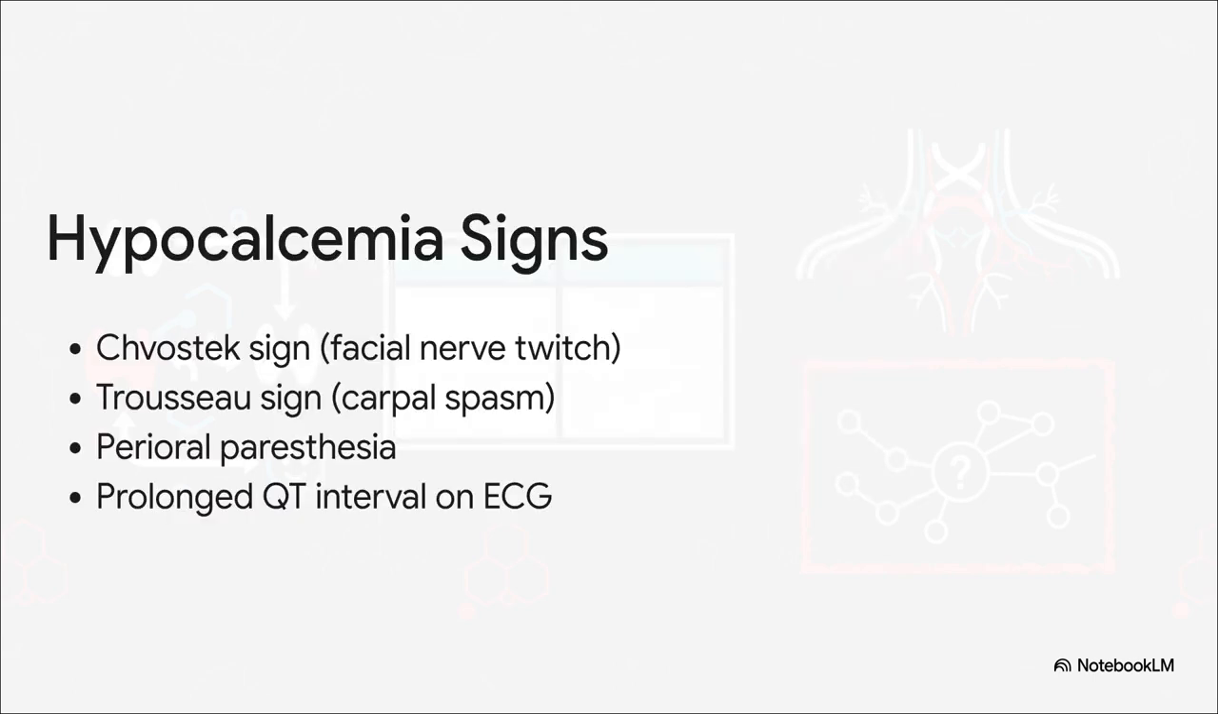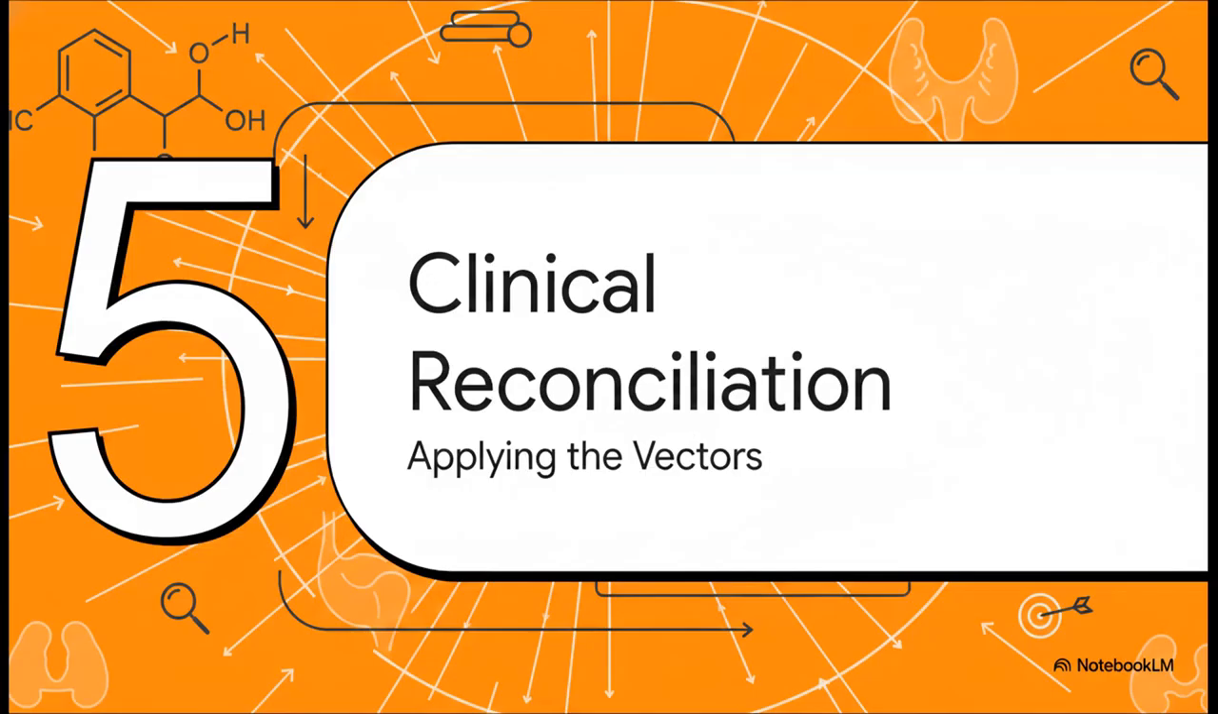When that calcium drops, peripheral nerve excitability spikes, giving us some very specific, testable clinical signs. Tap the facial nerve and the face twitches, that's the Chvostek sign. Inflate a blood pressure cuff and the hand spasms, that's the Trousseau sign. Throw in some perioral paresthesia, tingling around the mouth, and you're seeing the direct physical manifestation of the electrolyte derangement we just calculated. Which brings us to clinical reconciliation.